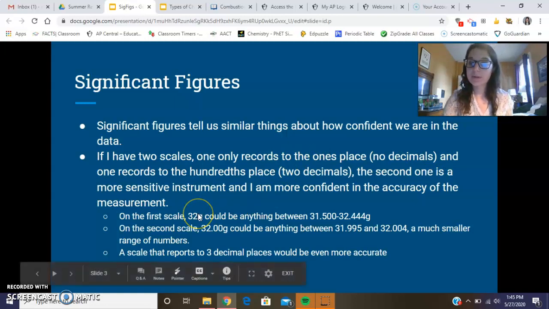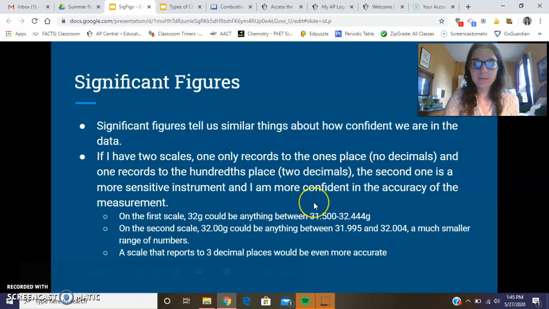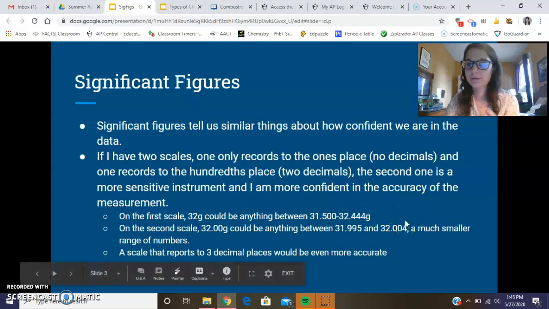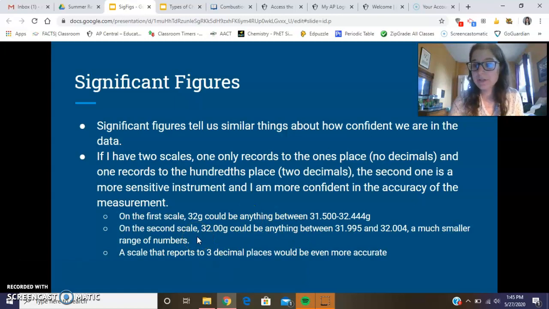So for example, if we measure something at 32 grams on the first scale, it could be anywhere between 31.5 to 32.444, whatever. So there's a large range of numbers that could be the true value. On the second scale, that range of true values is much, much smaller because it's confident in those last couple of decimals. So a scale that reports 3 decimals would be even more accurate than that second one.